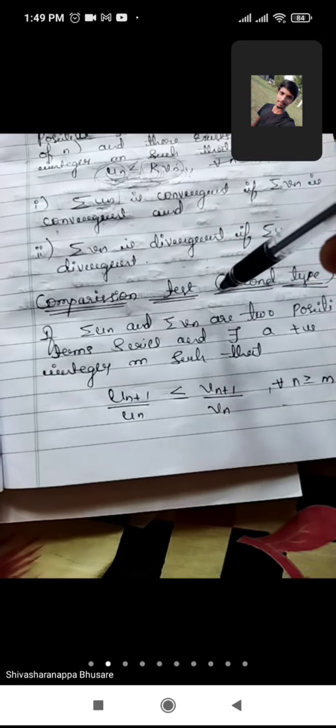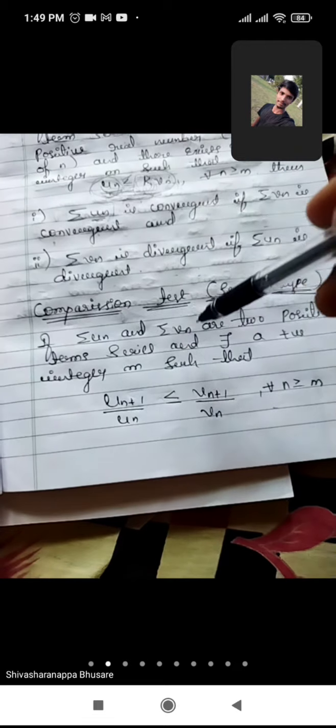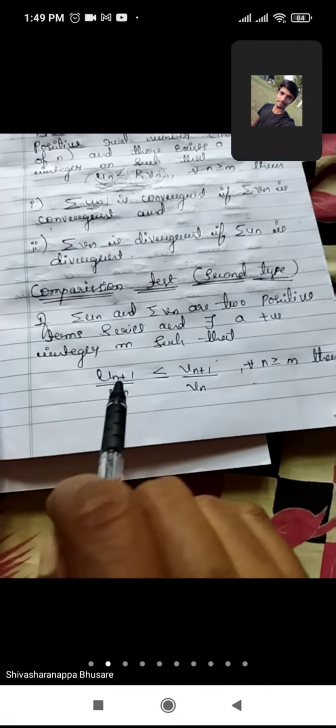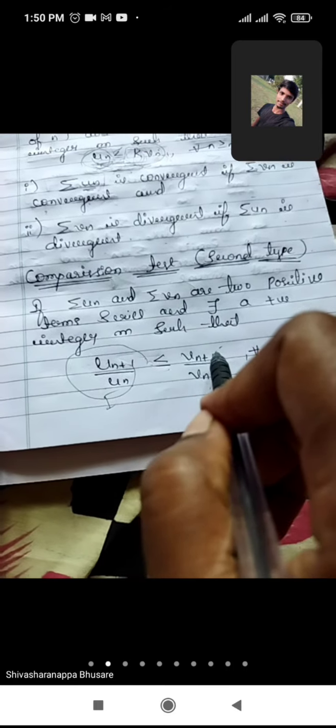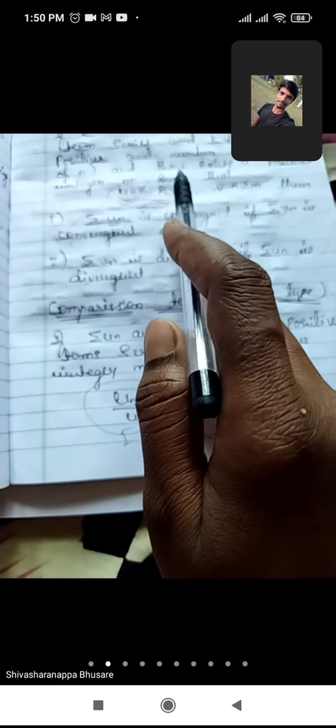See the comparison test of the second type. In the second type, same as before, we consider two infinite series un and vn, both positive series, and there exists a positive integer m such that here we have another condition: the n plus 1th term of the first series divided by the nth term of the first series is always less than or equal to the ratio of the n plus 1th term divided by the nth term of the second series. See here, what is the second type condition? In the first type, the first infinite series should be less than or equal to some constant multiplied to the second series.